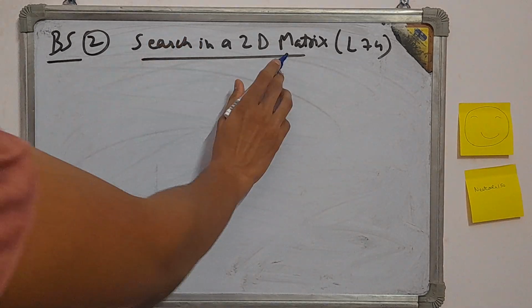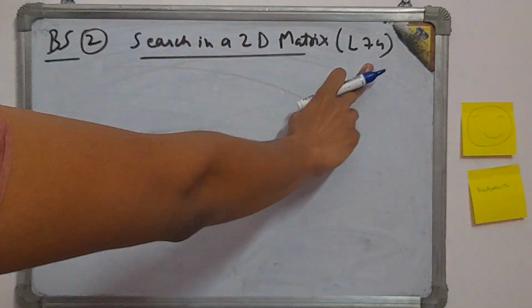So the question we are doing today is Search a 2D Matrix. It is the second question of the binary search playlist and the 74th question of LeetCode. So what does the question say?